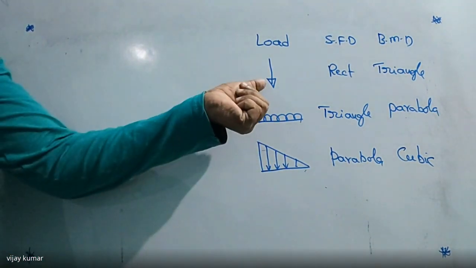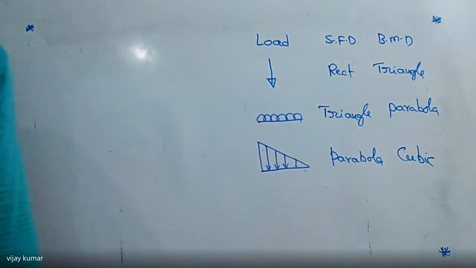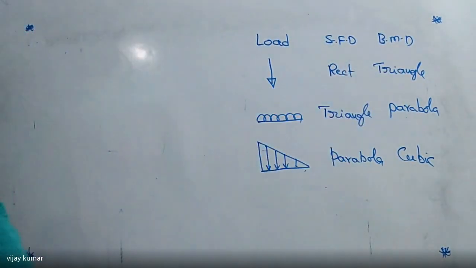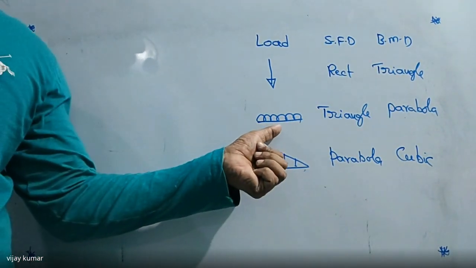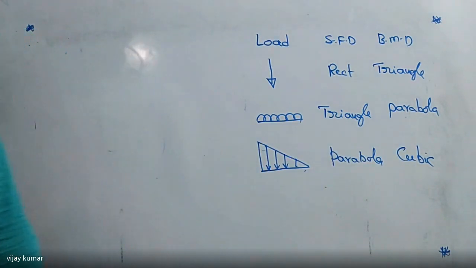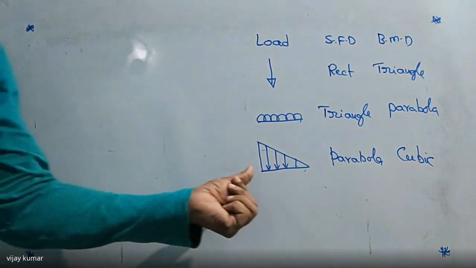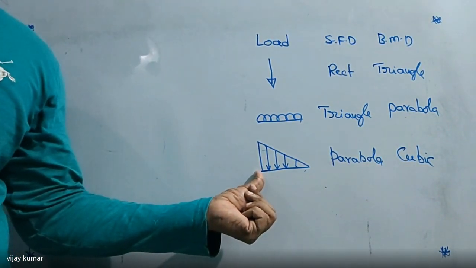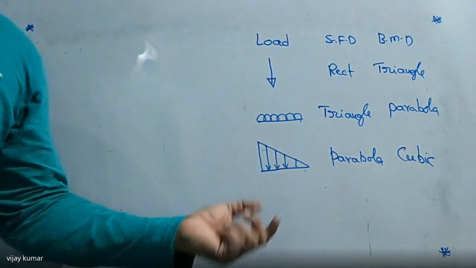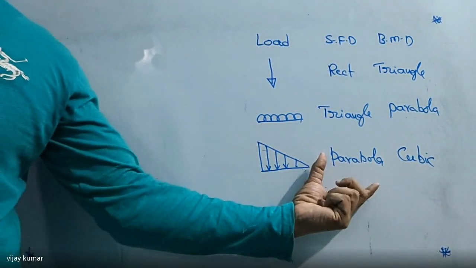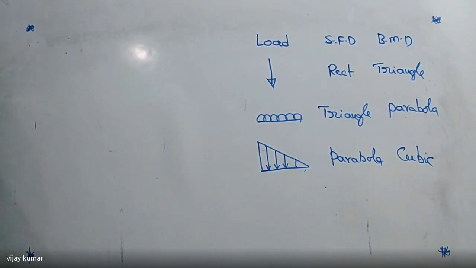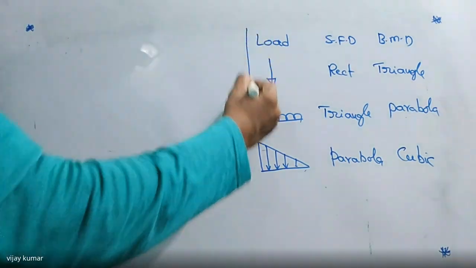Where the point load is there, the shear force diagram is a rectangle and the bending moment diagram is a triangle. Where the uniformly distributed load is there, the shear force diagram is a triangle and the bending moment diagram is a parabola. Where the varying distributed load is acting on the beam, whatever the beam it is, whether it is cantilever, simply supported, then the shear force diagram is a parabola and the bending moment diagram is a cubic profile. So here, remember this table now.